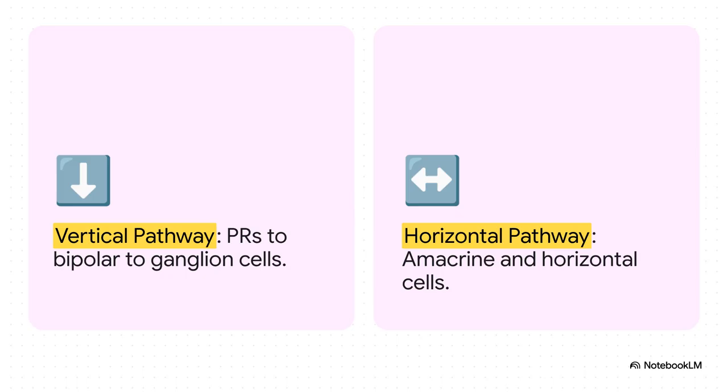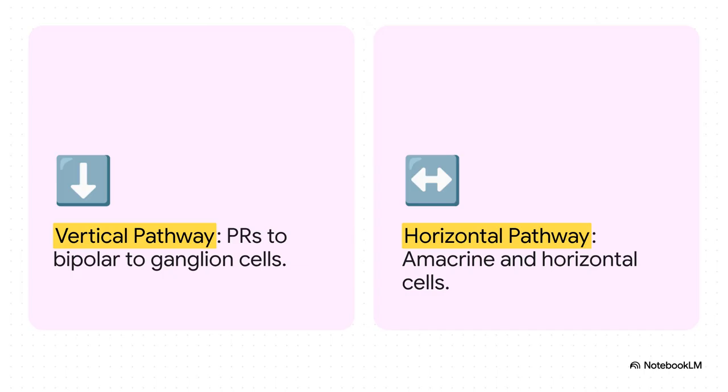Think of the vertical pathway as the express highway straight to the brain. Photoreceptors pass the signal to bipolar cells, which pass it right to ganglion cells, and boom, off to the visual cortex it goes. In contrast, the horizontal pathway relies on amacrine and horizontal cells. These are inner neurons. They're kind of like the local traffic cops.